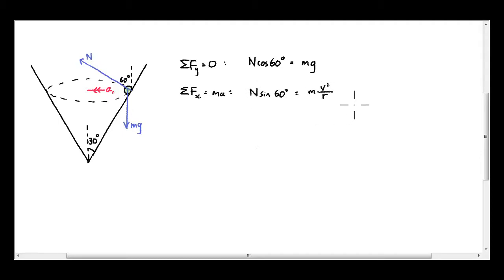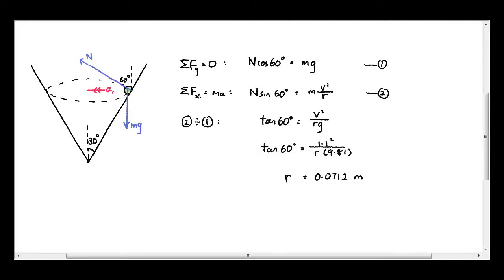So really what we're looking at here is just net force equals m times a, except that we have replaced a with v squared over r since this is circular motion. And the rest is mathematics. Again, we have two equations. We divide this equation by this equation. The normal contact force gets cancelled out, the mass gets cancelled out. So we have tangent 60 degrees equals v squared over rg. Put in all the numbers and you can get the radius of this circle here to be 0.0712 meters. Quite a nice question.